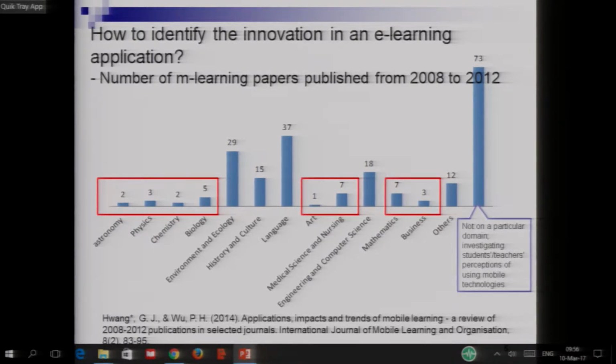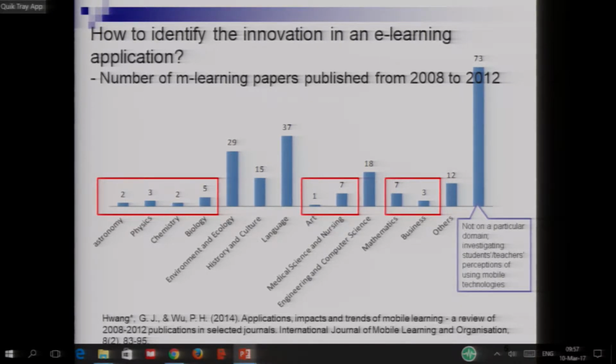Let me show you some review results. This is an old review paper. It was conducted in maybe 2012, and it reviewed mobile learning papers published from 2008 to 2012. From this review paper, we can see that the application of mobile technology has been widely adopted for different courses. But for some courses, mobile technology was adopted more frequently, but for some, very few.